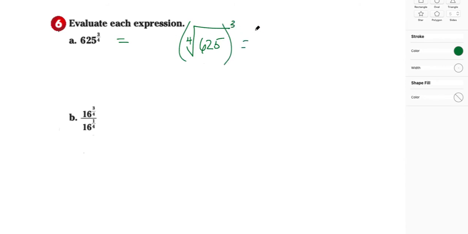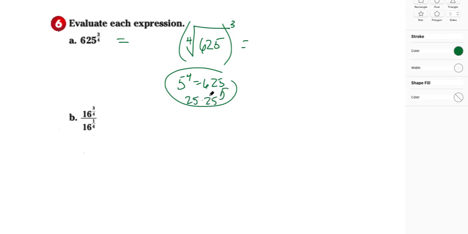And I hear you screaming. You're like, please take the 4th root of 625, because we know that is just 5, right? Because 5 to the 4th power is 625. You guys remember that? Because 25 times 25 is 625.